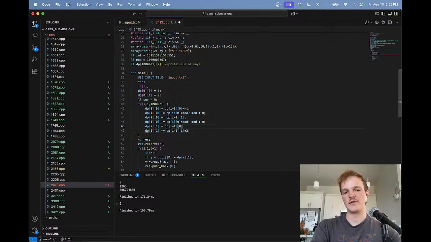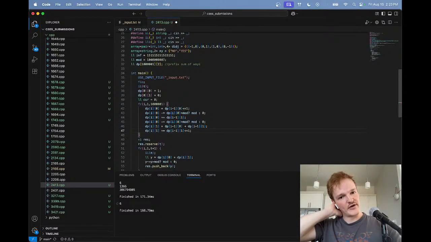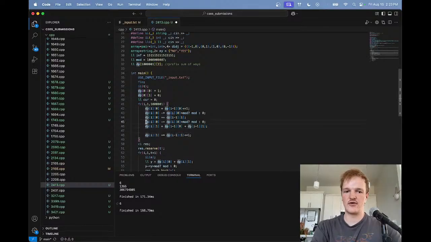I think I can be smart about this. I think I can say dp at i minus 1 at 1, and then this bit shifts, so that's a little bit less complicated. And then also that makes it nicer for the mod. I can still kind of do this.